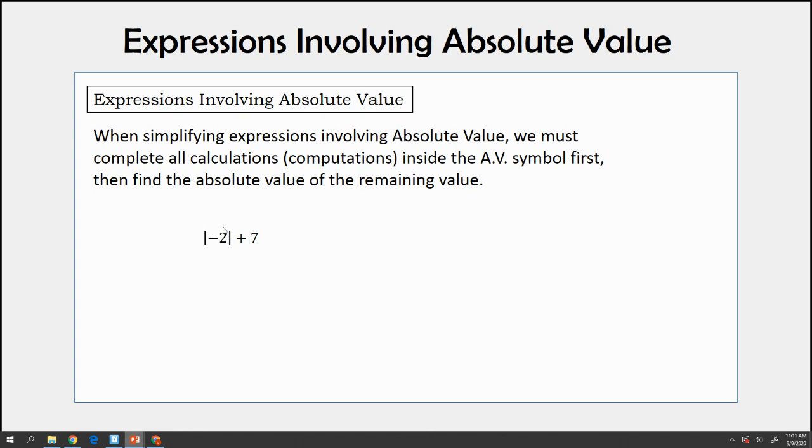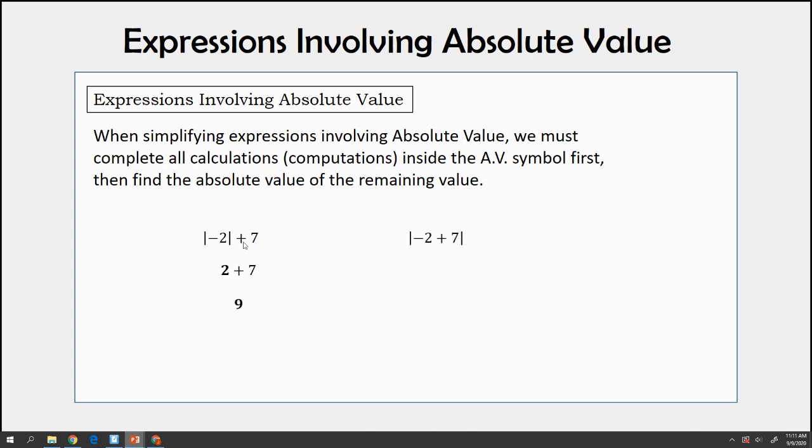So in our first case here, it just says we have to take the absolute value of -2 and add 7. Well, we're ready to go. Absolute value of -2, we all know is 2. 2 plus 7 is 9. Done. Okay, look, another example.